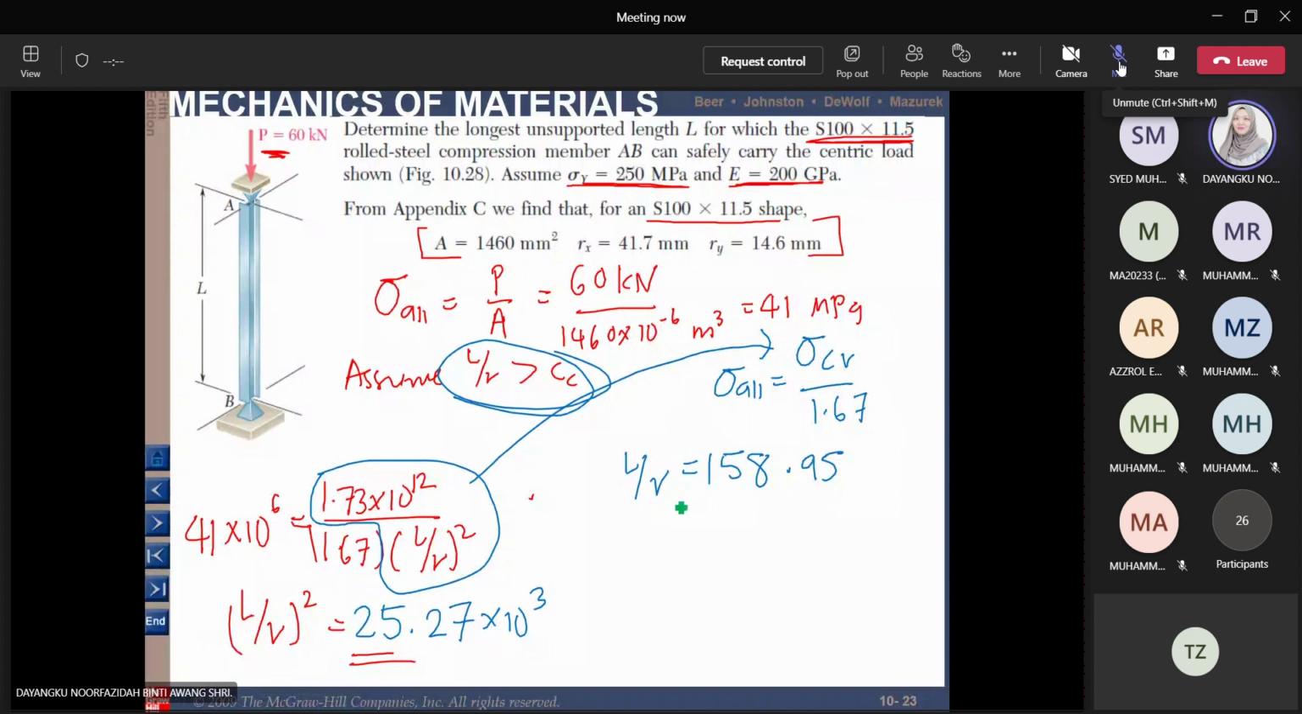Let me check. Use the different one here. So our CC is equal to 4.71 times square root of E divided by sigma Y. This is the third equation that we need to use, and then we need to check it with this part here. Is it bigger or smaller than our CC? So let's check the value of our CC.